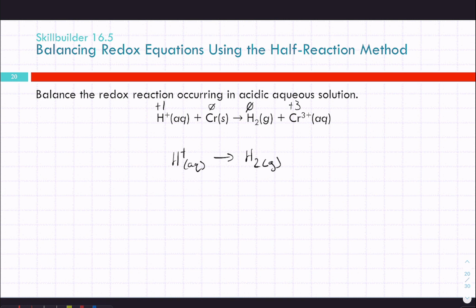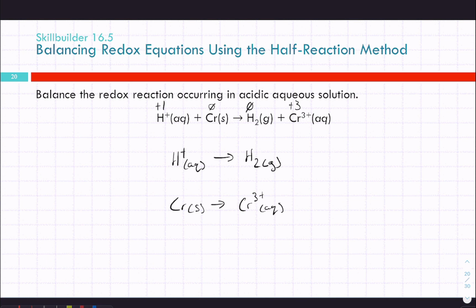And then chromium here going from a 0 to a +3 is losing 3 electrons. So that's an oxidation. So chromium solid goes to chromium 3+ aqueous.